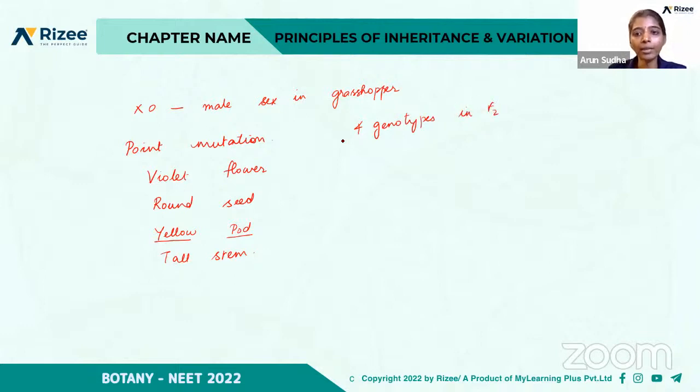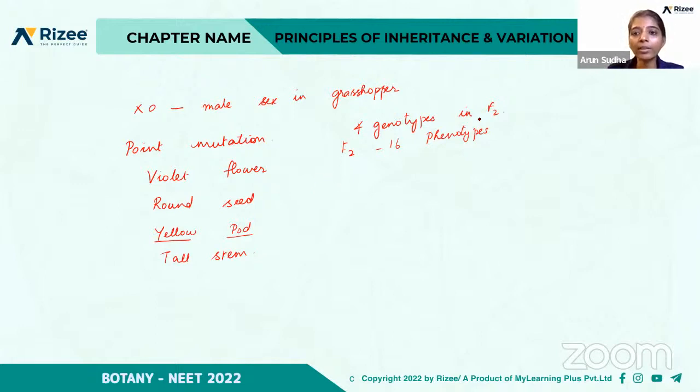And option B, in the F2 generation, 16 phenotypes. And the third option, there is a single individual which is homozygous recessive for both the characters. And D, it is not possible to forecast the different phenotypes. So here the correct option is C actually.